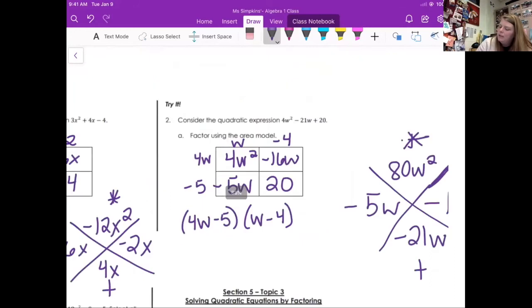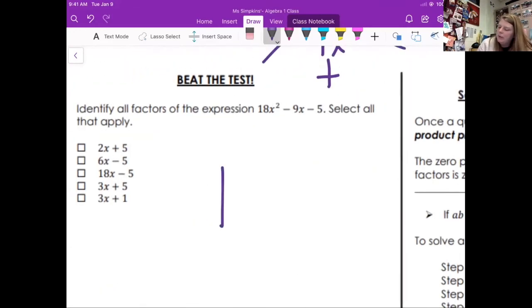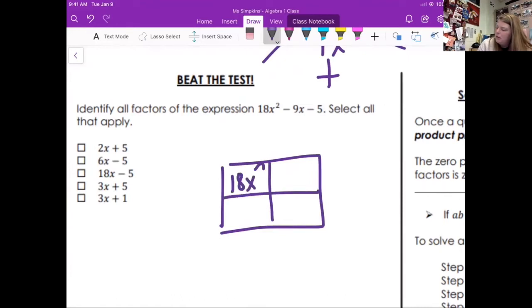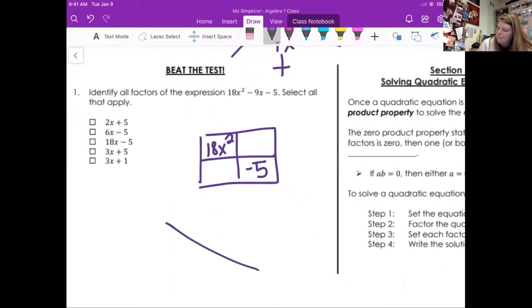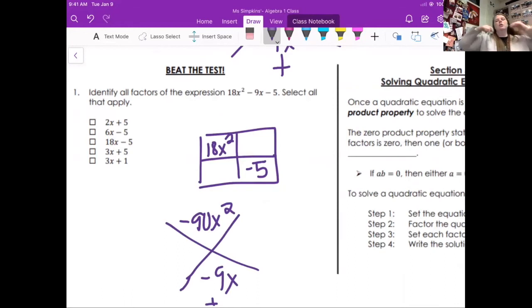Okay, good. All right, so let's factor 18x squared, which goes in the top left box. Negative 5 goes in the bottom right box. Negative 9x is going to go in the bottom of our x because that's the middle term. And then what's 18x squared times negative 5? Negative 90x squared. So take a second. You're trying to multiply to get negative 90. So if we're multiplying to get a negative, what do we know?